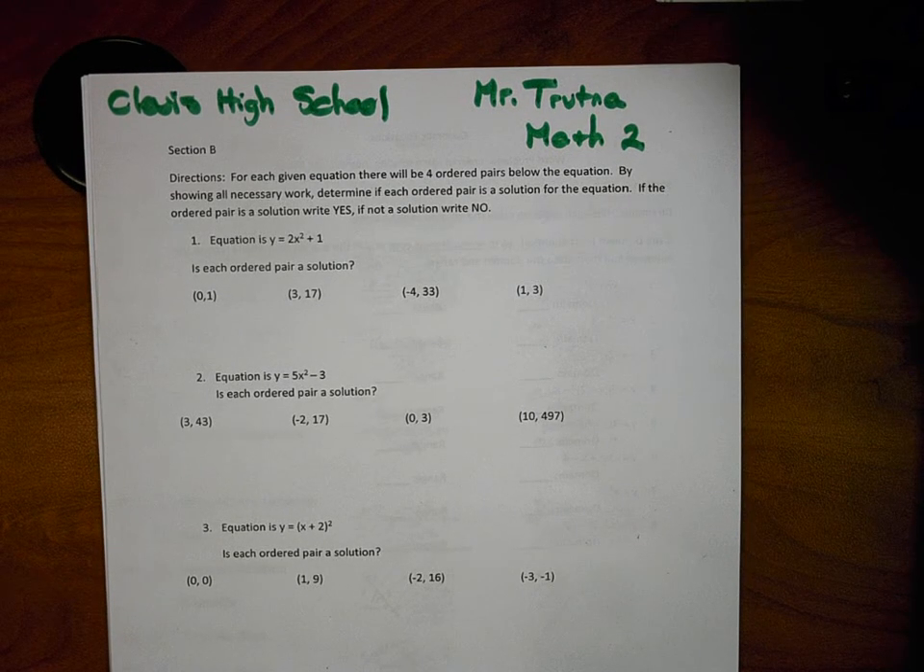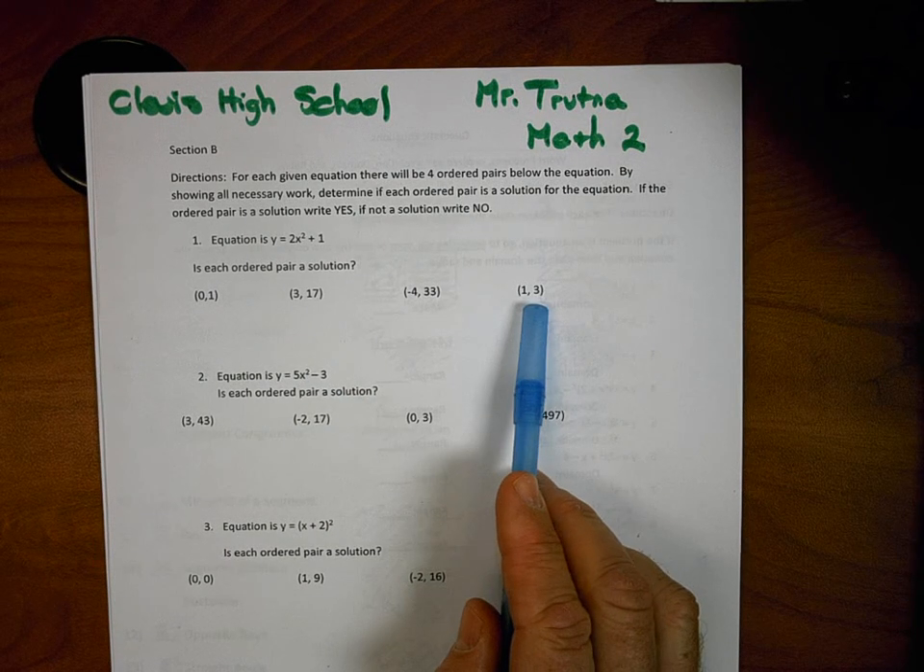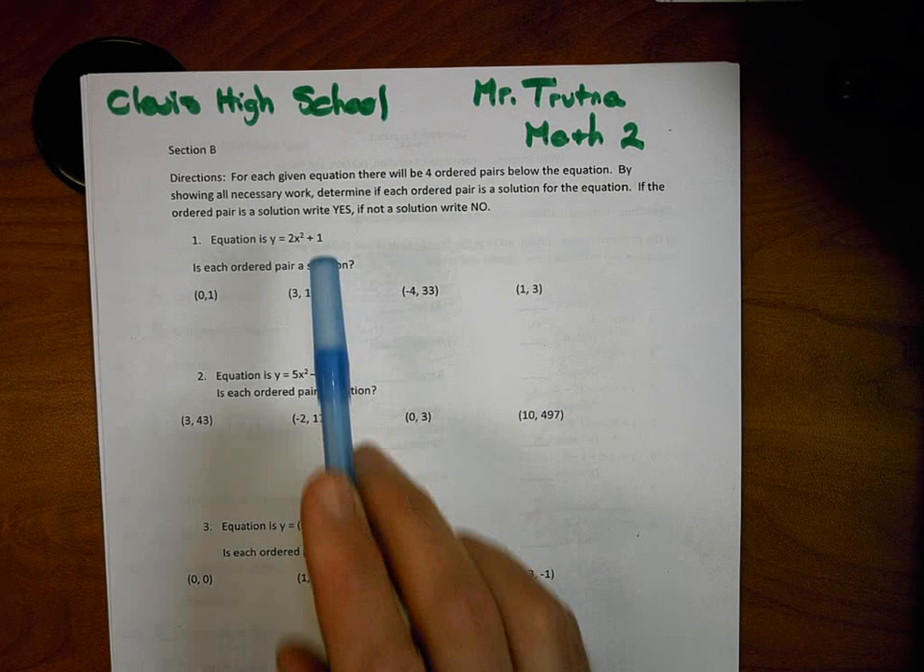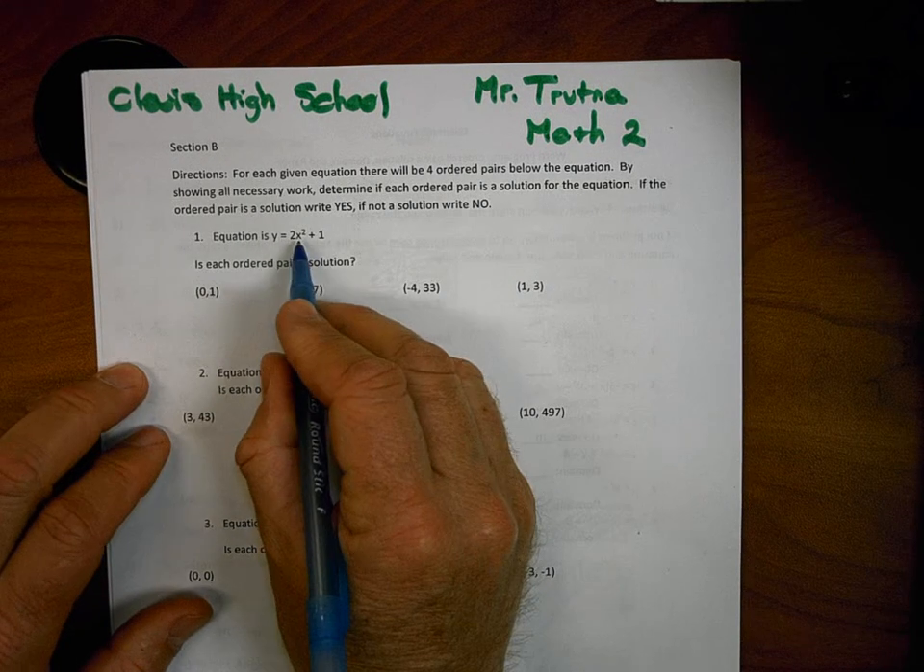Mr. Trutna here. This is Math 2 from Clovis High School, and what we're going to be doing on this worksheet, at least on this side of the worksheet, is determining whether or not each one of these four ordered pairs is a solution to the given equation. So the process is this.